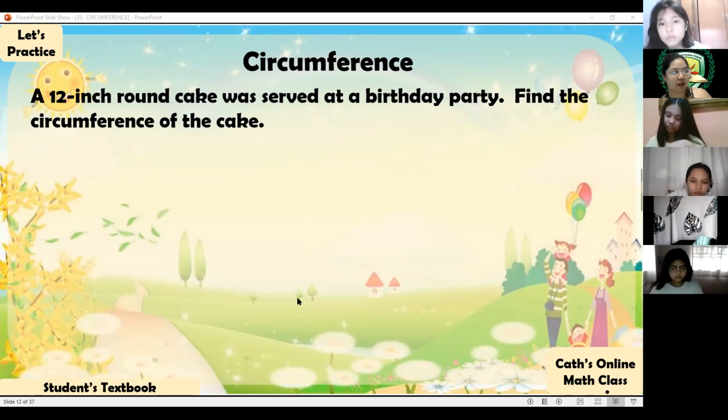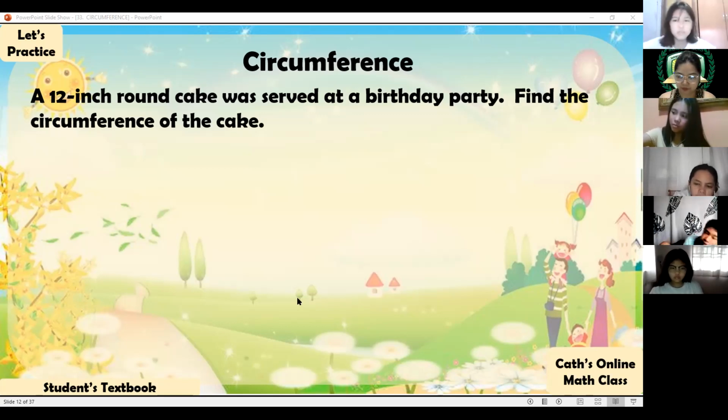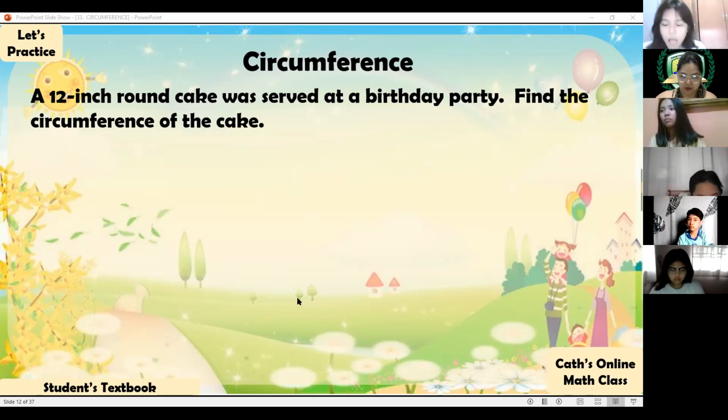Make sure you have the unit of measurement. There should be a unit of measurement. Could it be inches? Okay, meters. In grade 5, you should already have studied the unit of measurement.